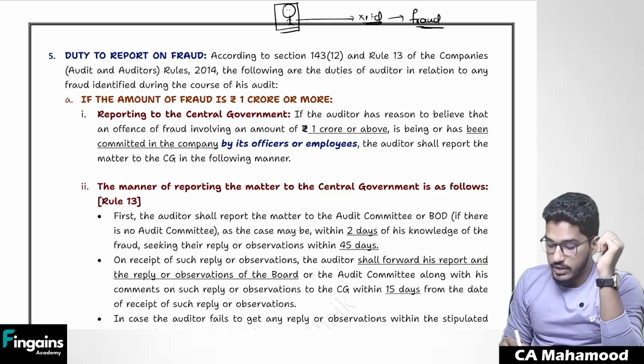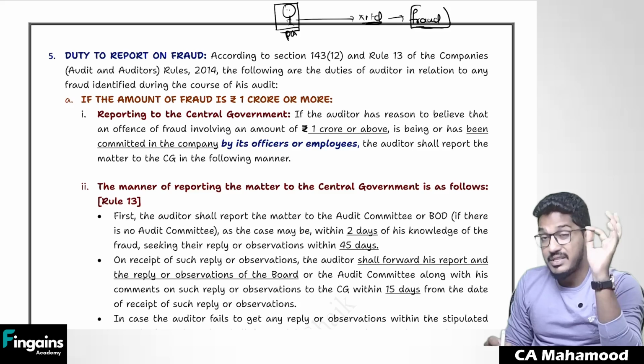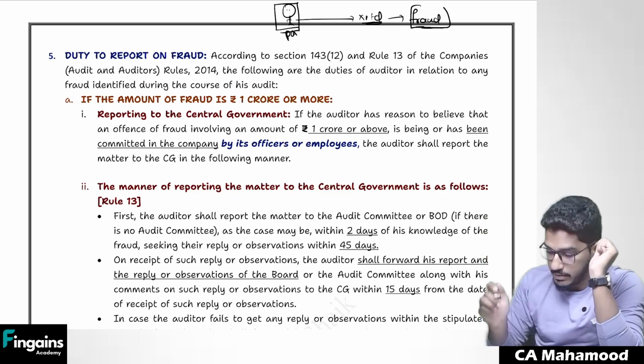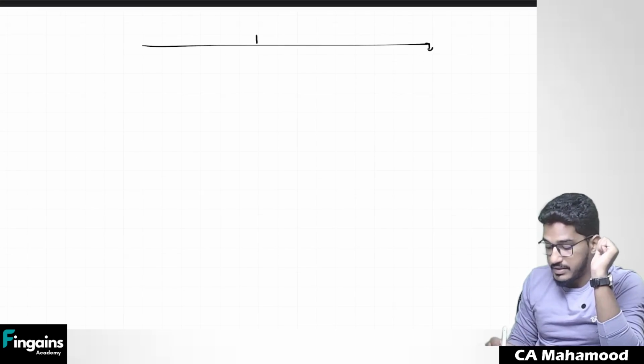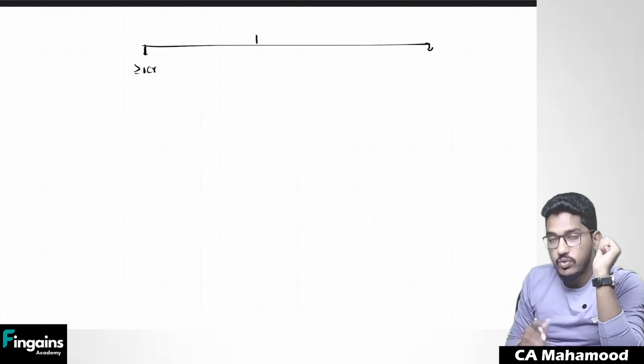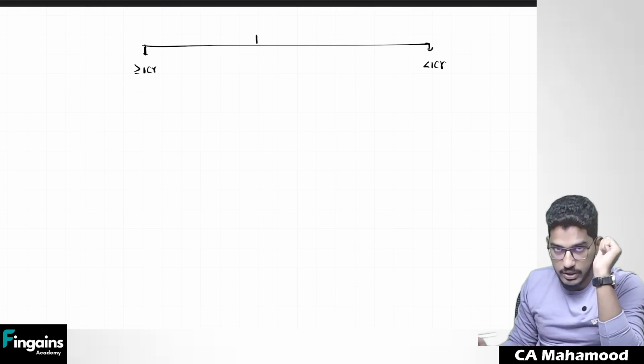If you are a practicing chartered accountant conducting the audit of a company, and you have reason to believe that a fraud might have taken place in your client's company, then you are required to fulfill some reporting requirements. Sir, what are those reporting requirements? They are divided into two categories on the basis of the amount involved in the fraud. If the amount involved in the fraud is 1 crore or more, there are different reporting requirements. If the amount involved in the fraud is less than 1 crore, then there are different reporting requirements.